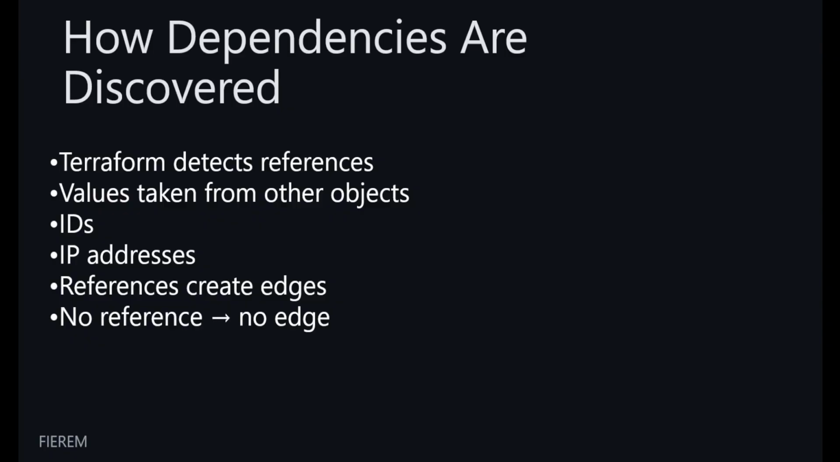Terraform looks for references. A value taken from another object, like an ID or an IP address, creates a dependency. That single reference draws an arrow in the graph. No reference, no arrow.